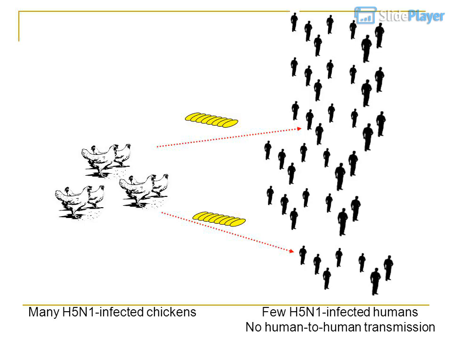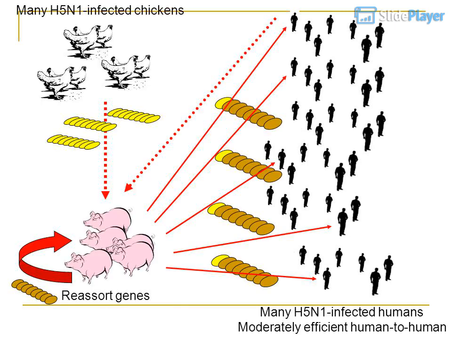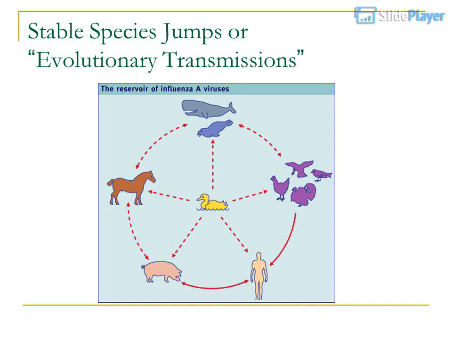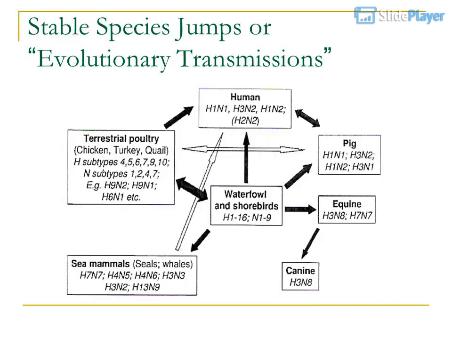Many H5N1 infected chickens, few H5N1 infected humans. No human-to-human transmission. Reassort genes. Many H5N1 infected humans. Moderately efficient human-to-human transmission. Elements of a pandemic. Many H5N1 infected humans. Good human-to-human transmission. Stable species jumps or evolutionary transmissions.